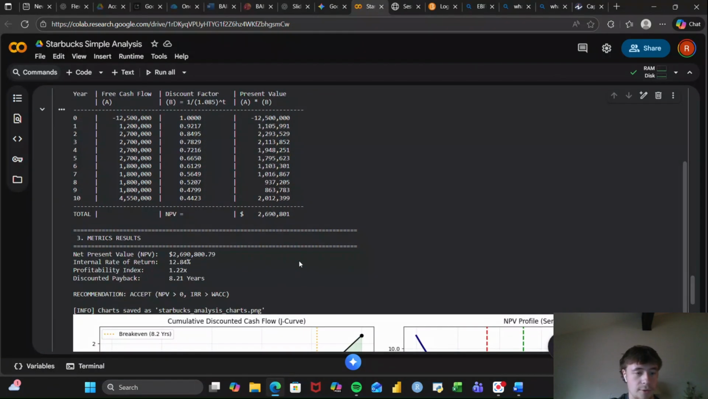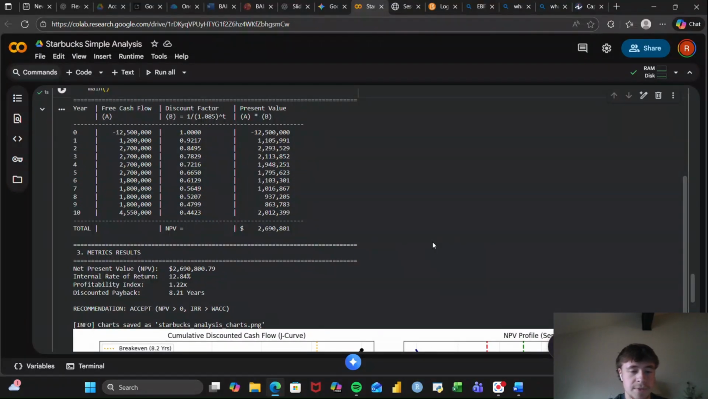So looking at our results, we have a net present value of 2.69 million, an IRR of 12.84%, a profitability index of 1.22, and an estimated discounted payback period of 8.21 years. So the initial recommendation that we have here is that we should accept this because the NPV is higher than 0, as well as the IRR is higher than the weighted average cost of capital.